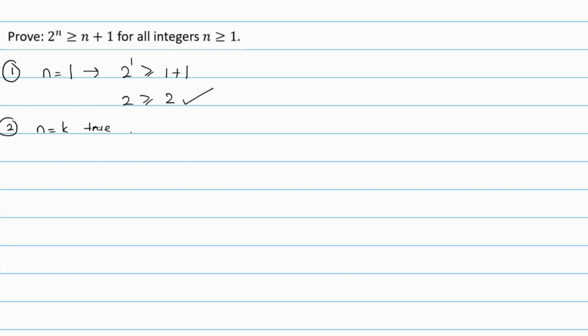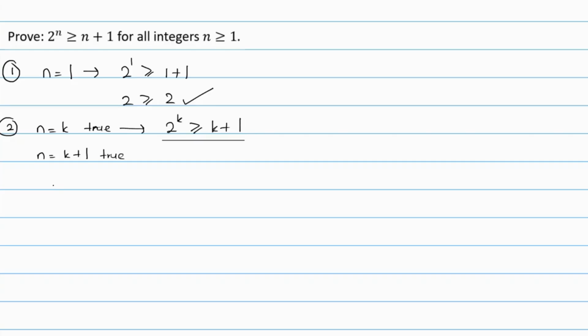So this is an assumption. Assuming this, next we have to prove that n equals k plus 1 is true. So based on this assumption, we can say that 2 to the power k is greater than or equal to k plus 1. So we are assuming this particular statement.